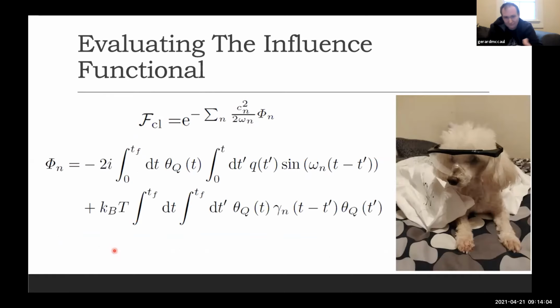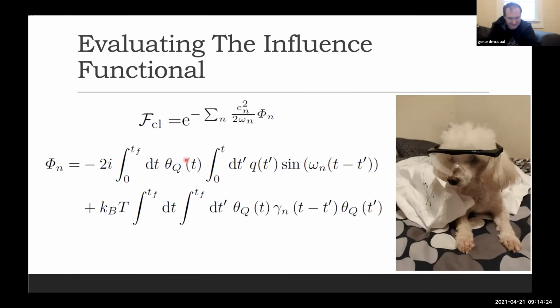So when we actually evaluate this influence functional, we find that it has this form, that it's got this exponential form, which is what we would expect, and that it also has two terms. One that depends on both theta q and q, and one that is quadratic in theta q.